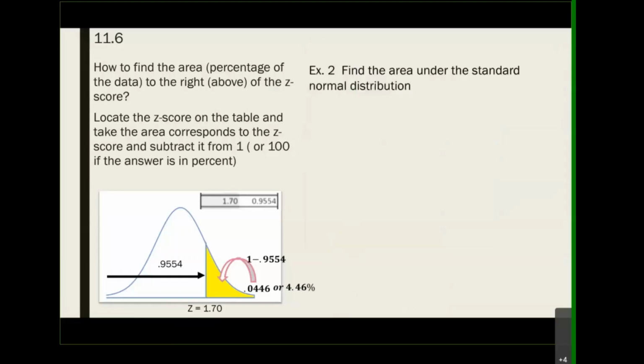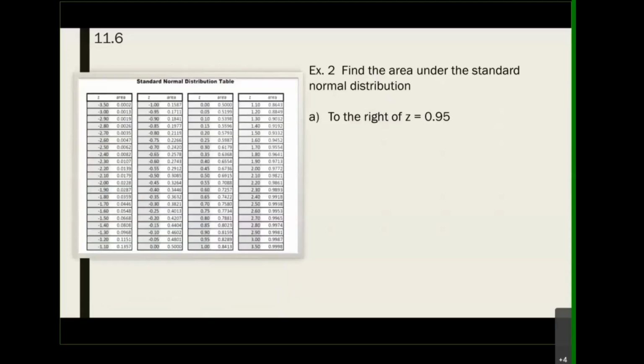Let's take a look at this example. Say we're looking for the area under the standard normal distribution to the right of 0.95. Last time we already found the area to the left, which is 0.95 down here, 0.8289. That's what we have from last time. Remember, I just extracted it here: 0.95 corresponds to 0.8289. But that's the answer to the left.